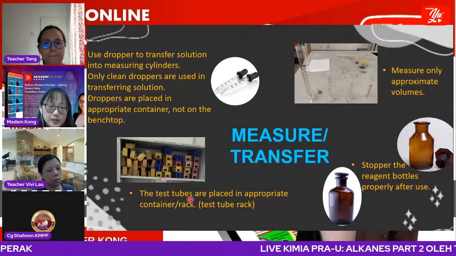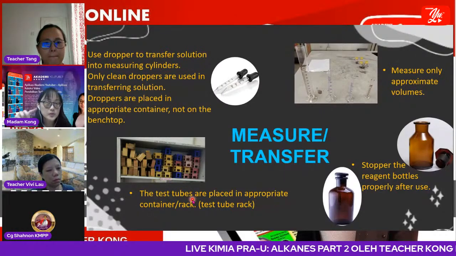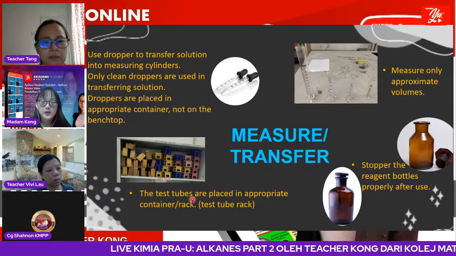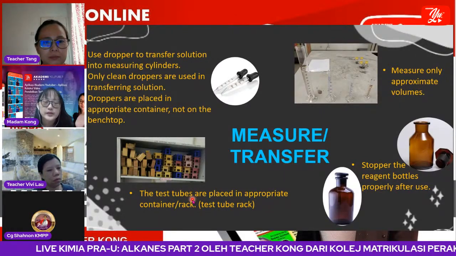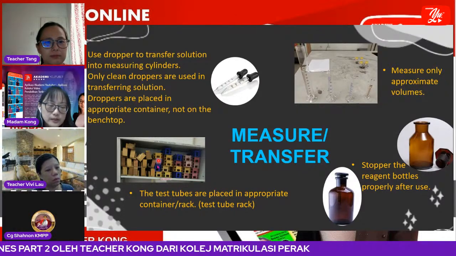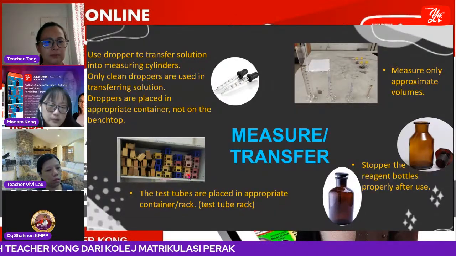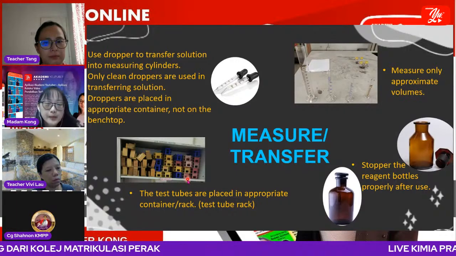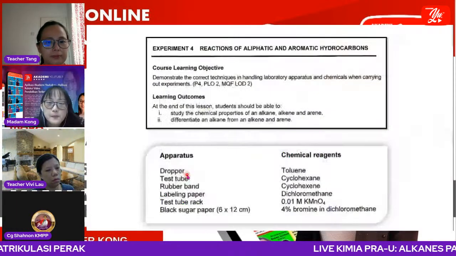When you use the test tubes, there are a few test tubes. So once you label A, B, C, and then put the solution, you have to place the test tubes in an appropriate container. This is the wooden rack. This one is the plastic rack. Up to you, it depends on your lab as well.